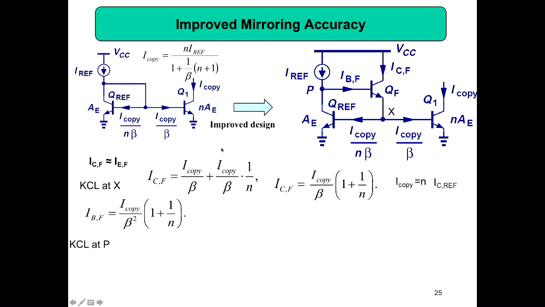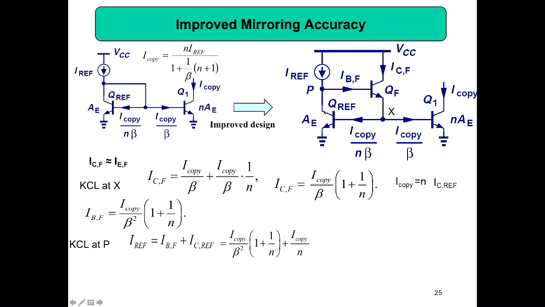Then we are going to apply KCL, Kirchhoff's current law, at point P. So when you apply this at this point, what is Kirchhoff's law? You have I reference coming in, then IBF, which means the QF base current, is going this way, then IC reference is coming down. So you have three currents: I reference equals IBF, which is the base current of QF, plus IC reference.